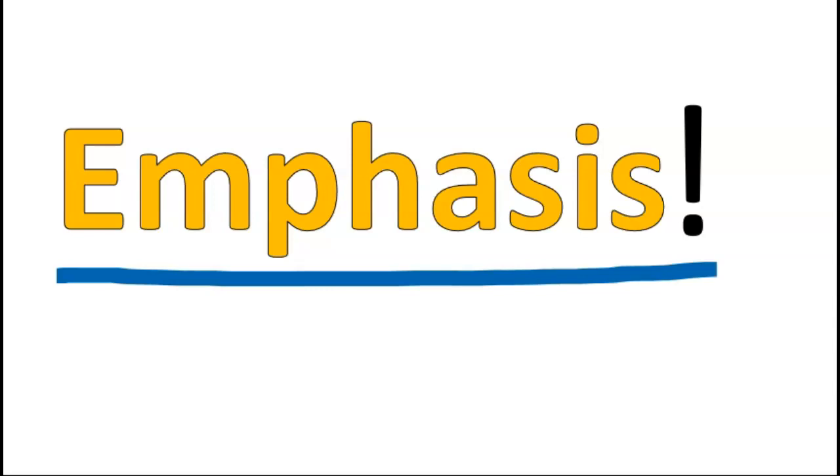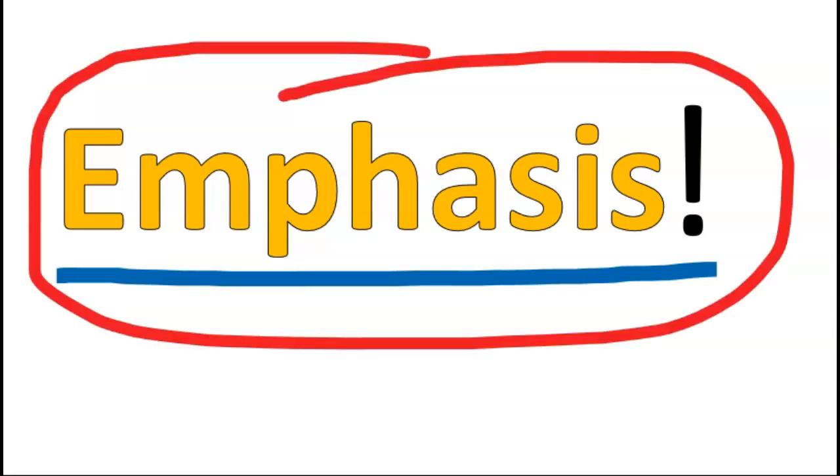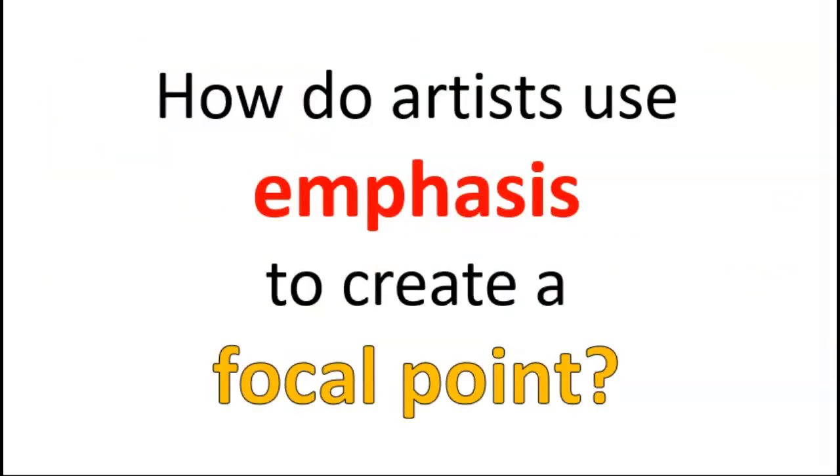Now, who knows what emphasis is? Emphasis is a way of making people pay attention. When you're writing, there are several ways to emphasize things. You can use an exclamation point. You can underline. You can circle. You can add an arrow. If you are speaking, you can say things very softly, or you can say them very loudly, and these things will create emphasis. How do artists use emphasis to create a focal point?